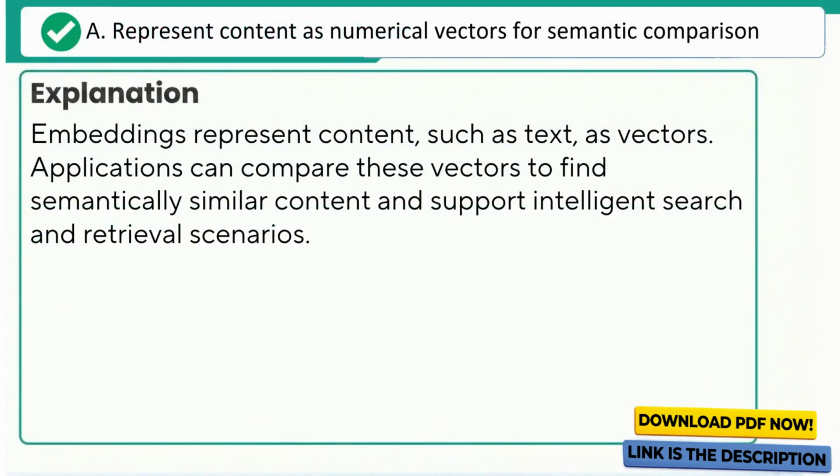Correct answer. A. Represent content as numerical vectors for semantic comparison. Explanation. Embeddings represent content such as text as vectors. Applications can compare these vectors to find semantically similar content and support intelligent search and retrieval scenarios.